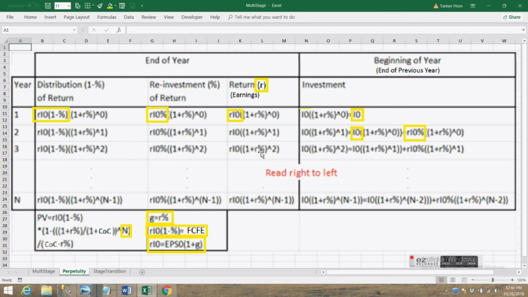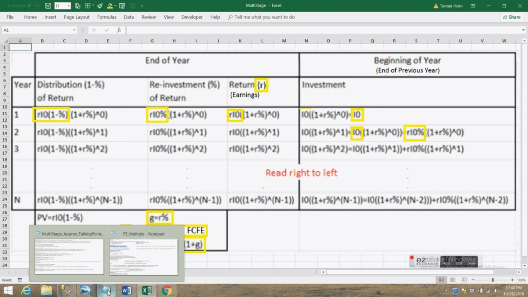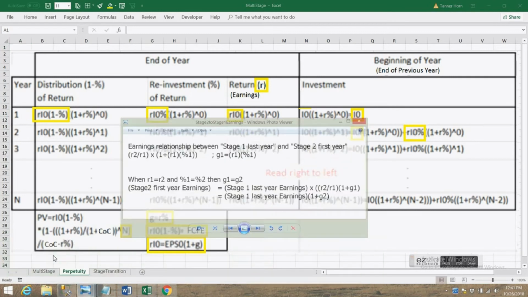So if you wanted to relate these two growths from year 2 to year 3 as they cut across stages, you would have to come up with a term that you would multiply the year 2 earnings by to get year 3 earnings. First of all, you would grow the previous year's earnings by the growth rate, 1 plus g of that year 2's growth, which is stage 1's growth, which you get the beginning of year investment. But then you have to divide by stage 1's R and then multiply by stage 2's R.